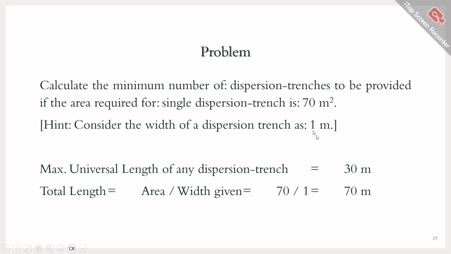So this 30 meter you can multiply with 1 meter and you can get the area as 30 meters square, and again you can divide 70 with 30, it will give you the same answer. So you can calculate the length, and lengthwise also you can calculate.